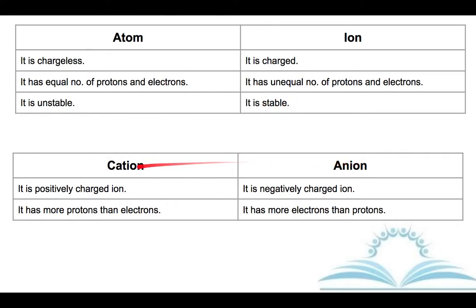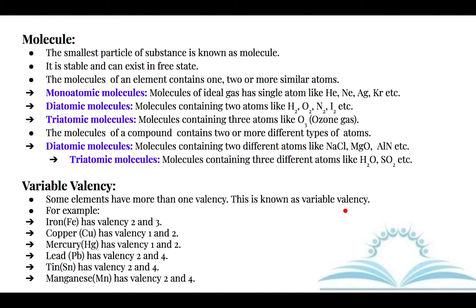Similarly, cation and anion. A cation is a positively charged ion and an anion is a negatively charged ion. The reason for having positive charge is that it has more protons than electrons. And the reason for having negative charge is that it has more electrons.